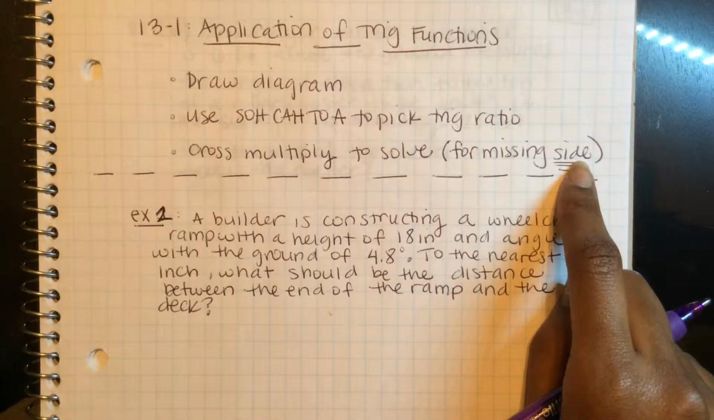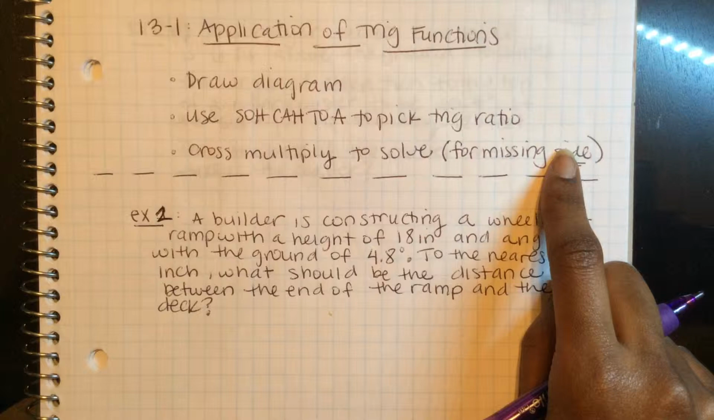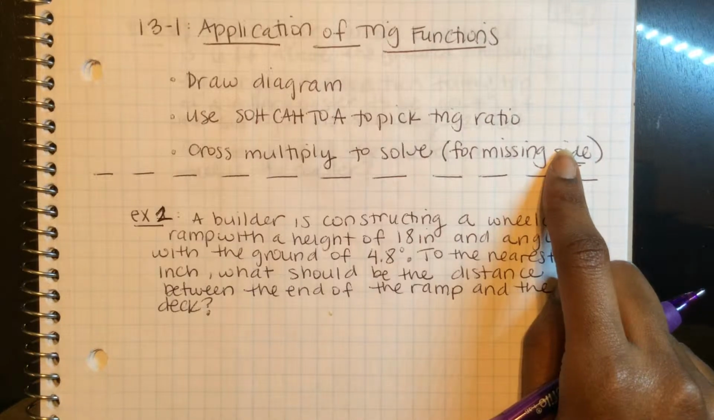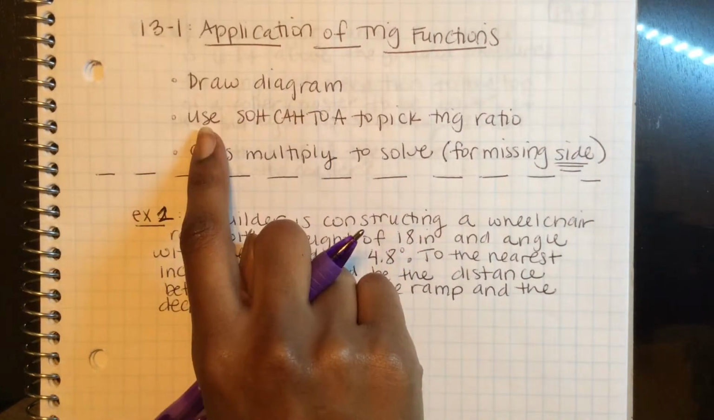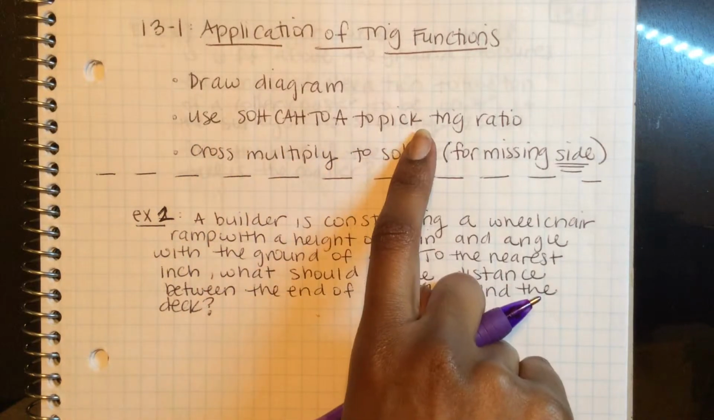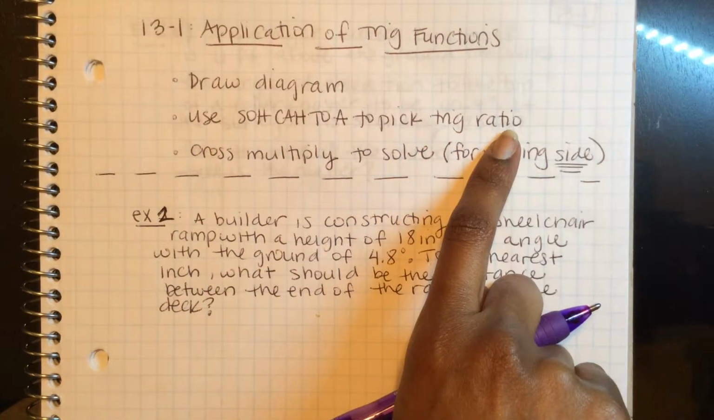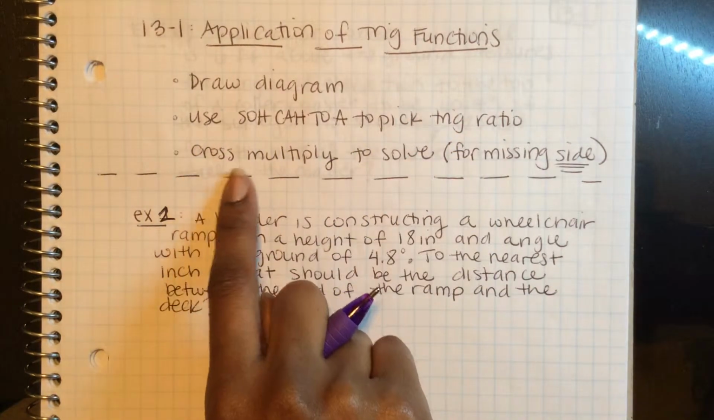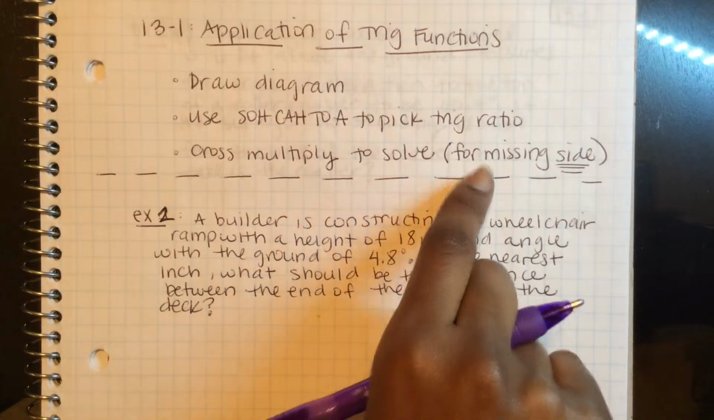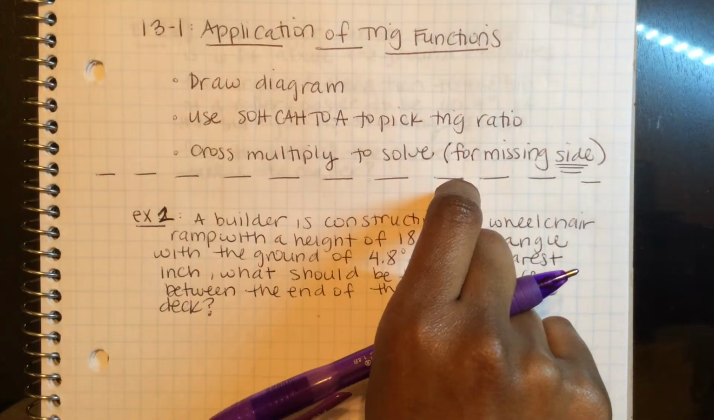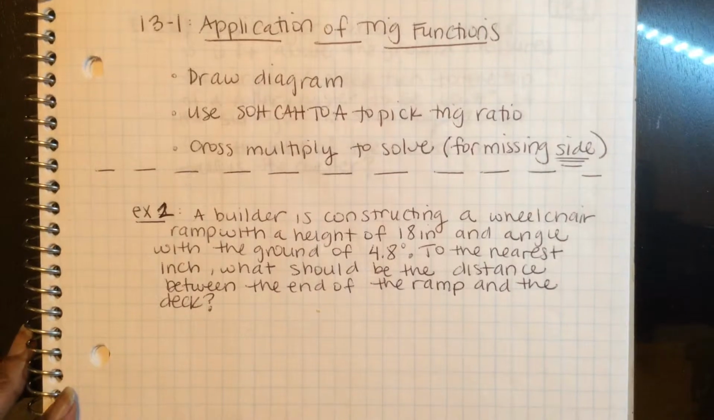So here's a quick three-step way to solve for a missing side in a trig ratio. First, we want to draw a diagram. Second, use SOHCAHTOA to pick a trig ratio and set it up, and then we're going to cross multiply to solve for a missing side. Later we will learn how to solve for missing angles.